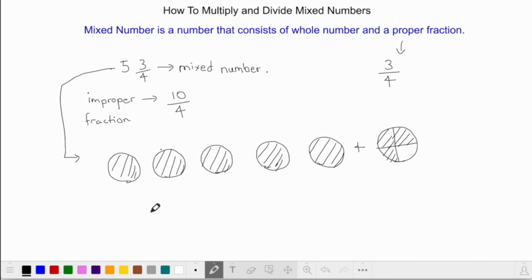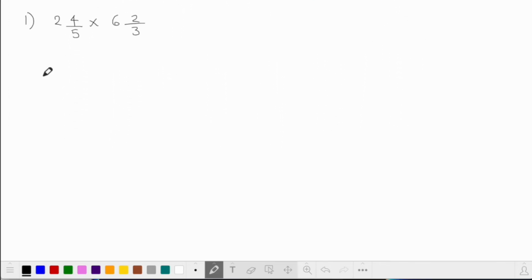Now let's move on to multiplying and dividing a mixed number by another mixed number. So let's go with the first example. Here is the first example on how to multiply two mixed numbers. And whenever we see mixed numbers, step 1 is to convert the mixed numbers to improper fractions.